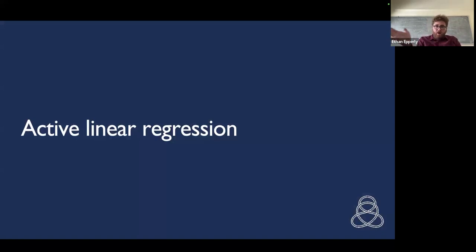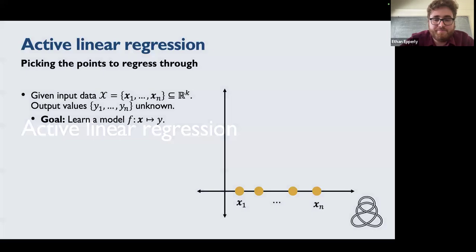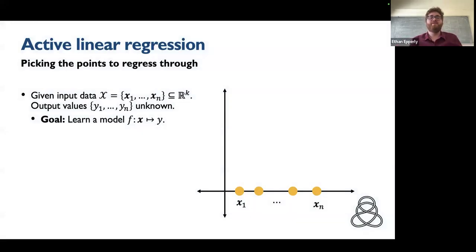All right. Now I'm going to make a hard right turn to talking about an entirely different, or seemingly different, topic: active linear regression. So let me begin with a kind of cartoon for what active learning is that many of you have, I'm sure, already seen. I'm given some input data X, which is X1 through Xn, which I'll say lives in R^k. And all of the output values, in my case, are unknown. So I don't know what Y1 through Yn are. And my goal is to learn a model that fits the relation mapping X to Y.